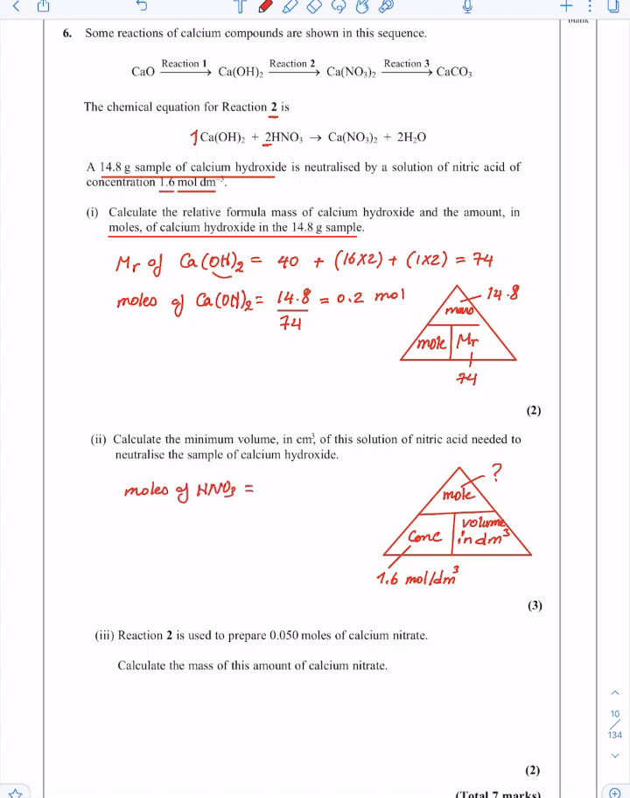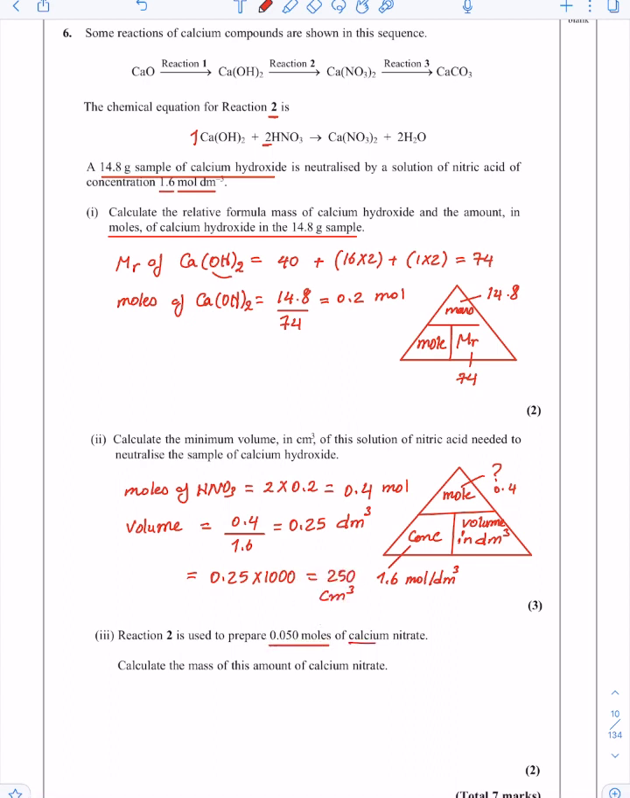Moles of nitric acid is equal to double the moles of calcium hydroxide, which is 0.2 from part I. So 2 times 0.2 gives 0.4 mole. Now I can put the moles 0.4 and divide moles over concentration to get the volume. So the volume in cubic decimeter is equal to moles 0.4 divided by concentration 1.6. That gives a quarter of a cubic decimeter, which in cubic centimeters I multiply by 1000: a quarter times 1000 gives 250 cubic centimeter.